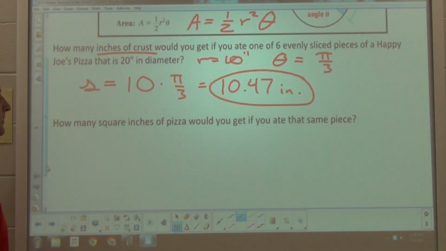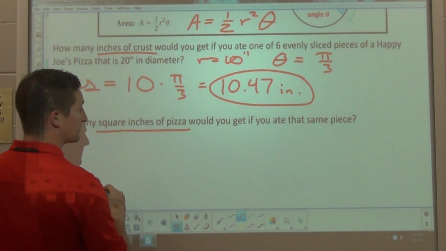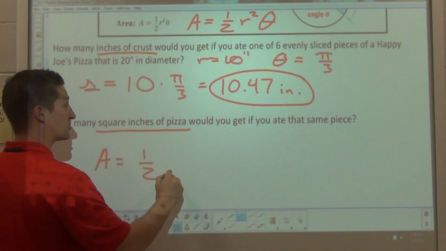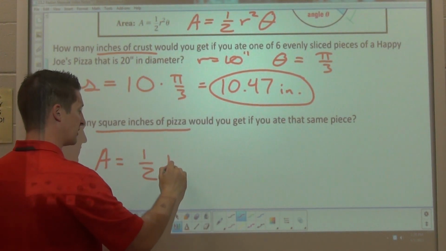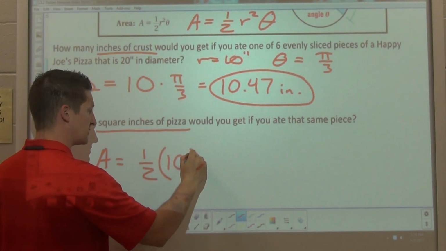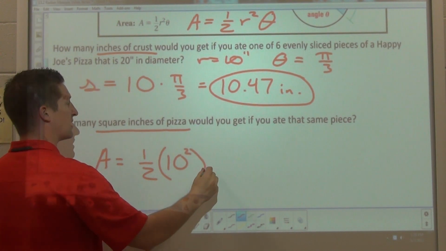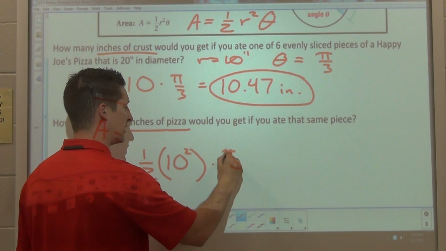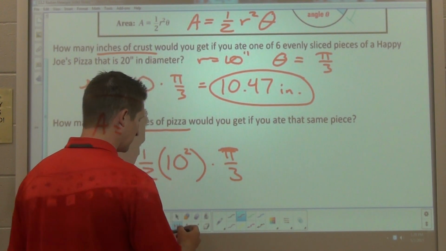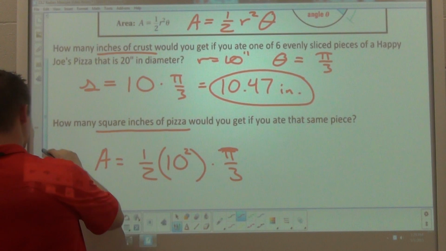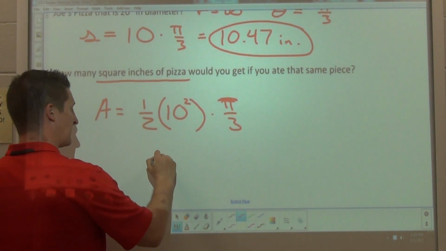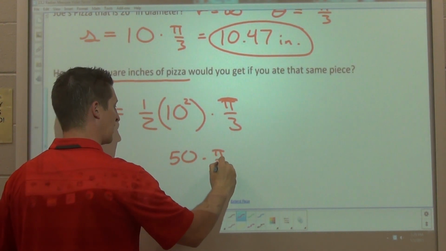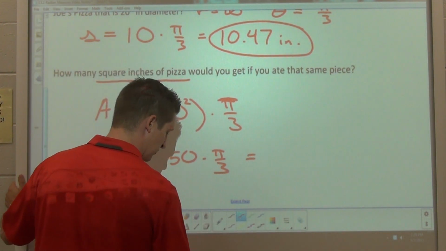Now for the area formula, it's how many square inches of pizza? That's again an area of a sector. So we're going to take 1/2 times the radius squared. Radius is 10, so we're going to have times 10 squared times theta, which was again this 1/3 pi business. Now watch what happens here. 10 squared is equal to 100. 1/2 times 100 is going to be 50. So we're going to take 50 times 1/3 pi and see what we come up with.